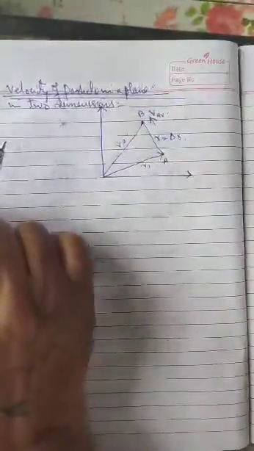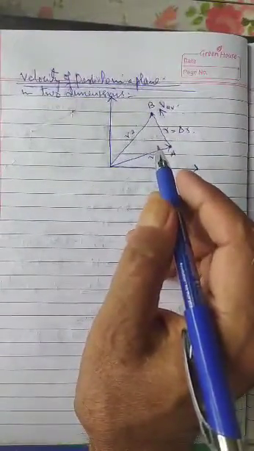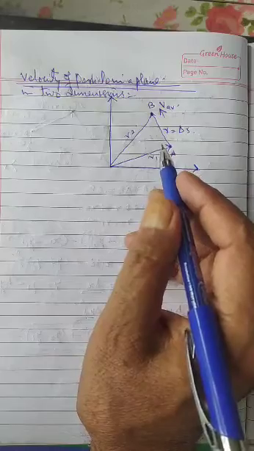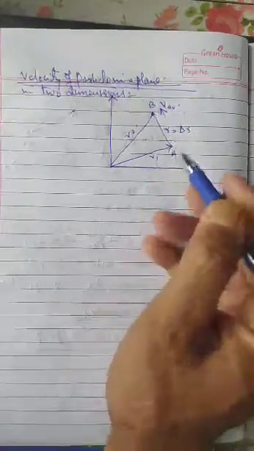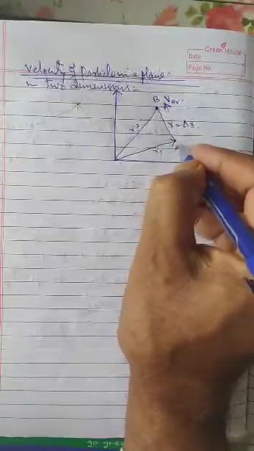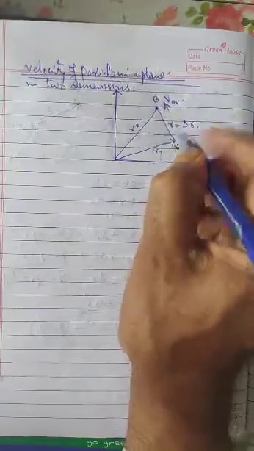Velocity of a particle in 2 dimensions, velocity of a particle in a plane. Let the displacement of a particle in small time dt be del r. This is the particle moving from A to B.